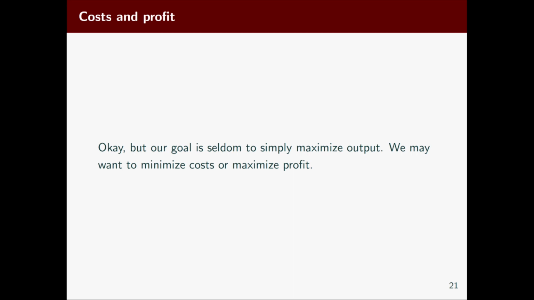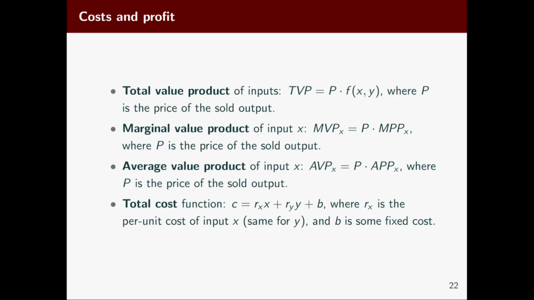But we're going to make it a little bit more complicated. So our goal is seldom to simply maximize output. A lot of times we want to minimize costs or maximize profit. Those are the things that typically we're more concerned with than just the output. So a few more definitions. We have total value product. Total value product of inputs is just the production function multiplied by P, which is the price of the sold output. So that's just going to give us the total value product.